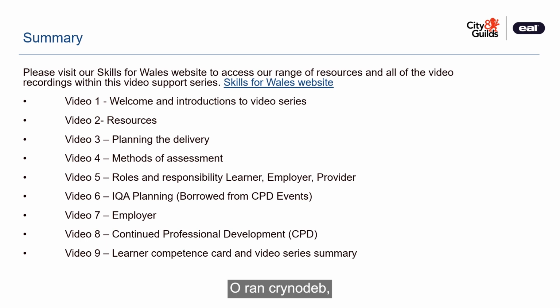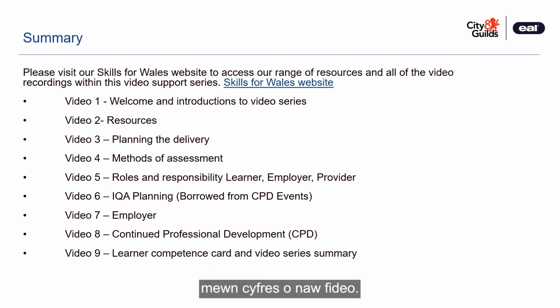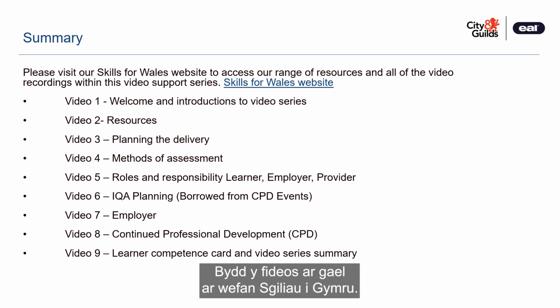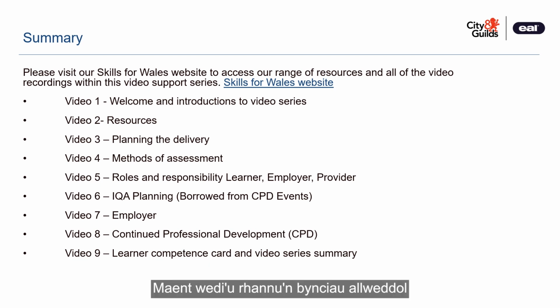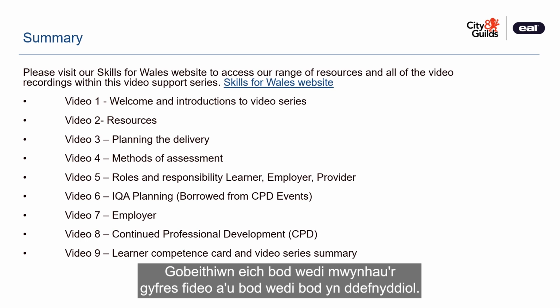With regards to a summary, the videos that you've been watching previously, which this one is included in, is part of a video series of which there are 9, and they take you through the 8-step guide in preparing for success. All of the videos will be available on the Skills for Wales website, and they have been broken down into the key topics so that you only need to visit the videos that are relevant to the support you may need. We hope you've enjoyed watching and listening to the video series and hopefully found them useful.